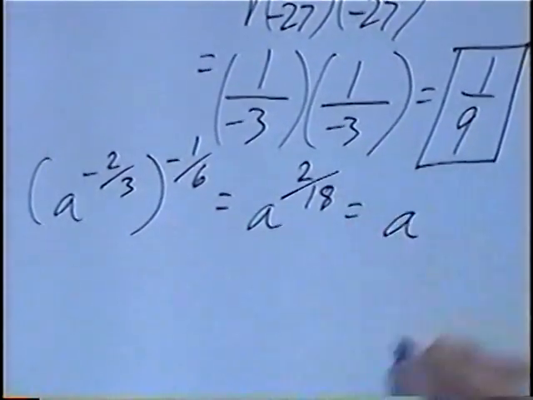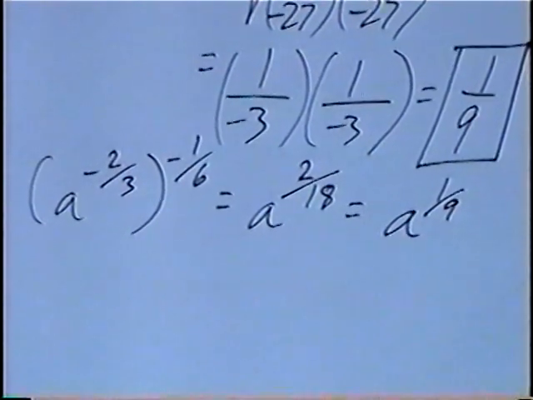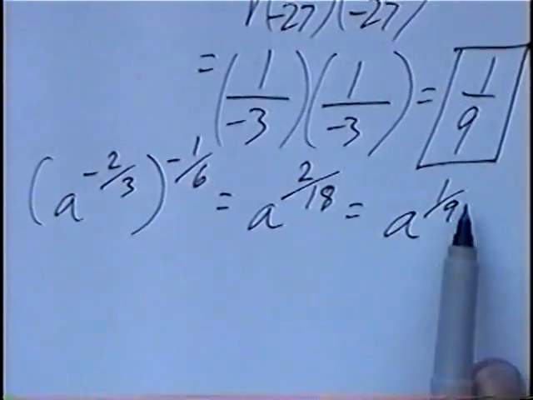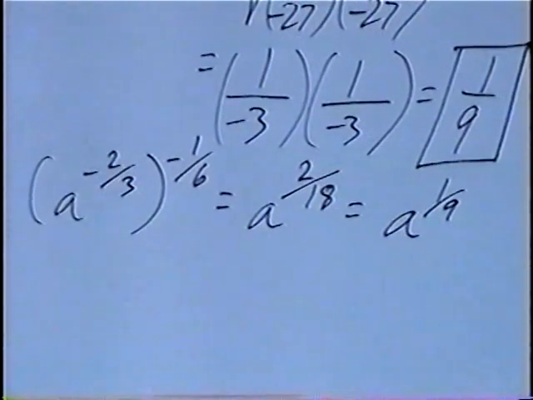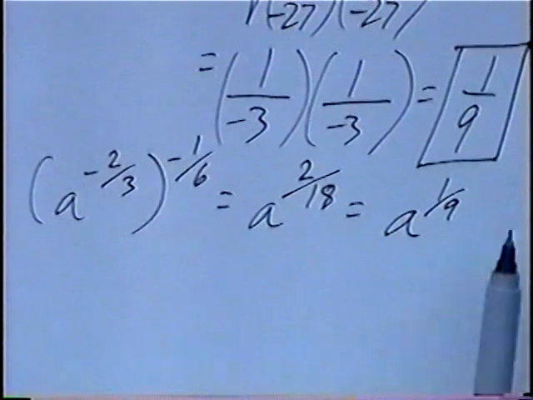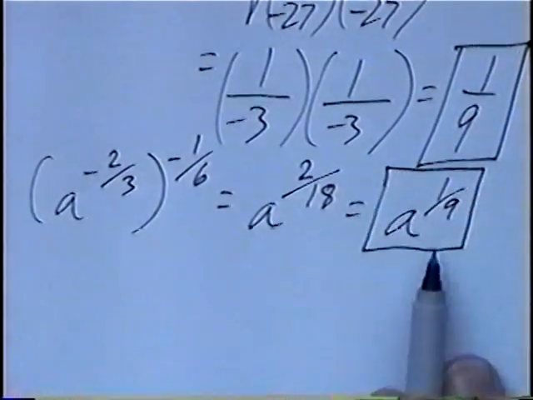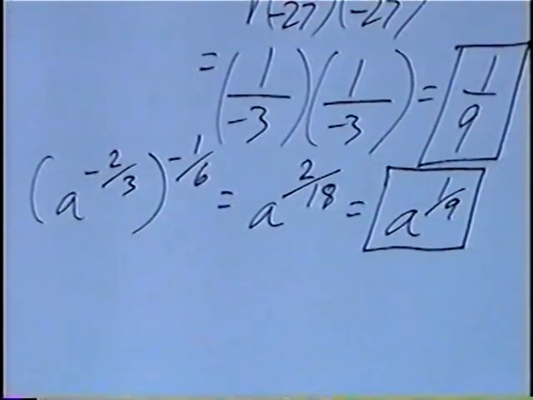Reducing fractions, 2 over 18 will have the exponent a to the 1/9 power. We can leave answers in exponential form as long as this is a reduced fraction and it's not an improper fraction. If you have an improper fraction where the numerator is bigger than the denominator, we can change that to radical form to simplify. As long as it's a fraction in reduced form, we can leave it as a to the 1/9.